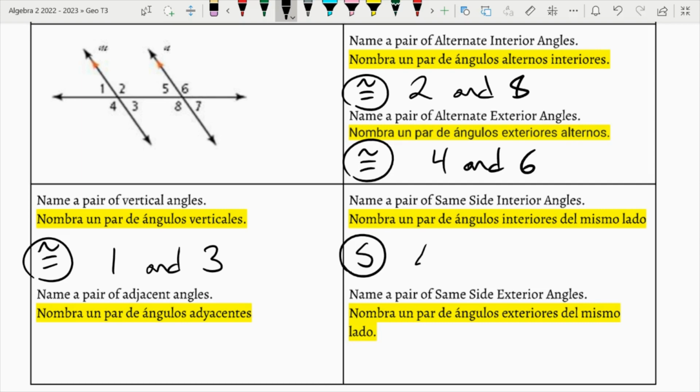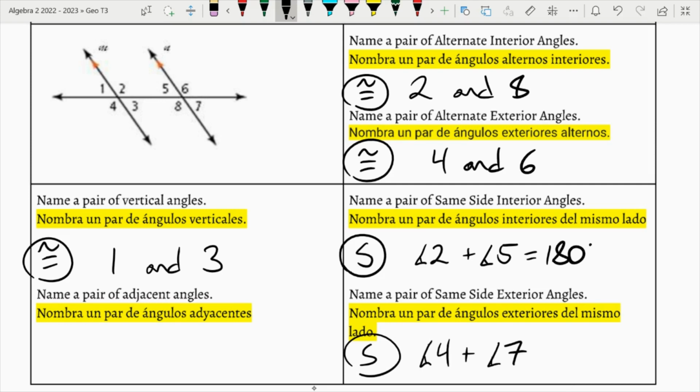So an example would be 2 and 5. Okay, and we haven't talked about these yet, but same side exteriors are also supplementary. So for example, angle 4 plus angle 7 is going to be 180.